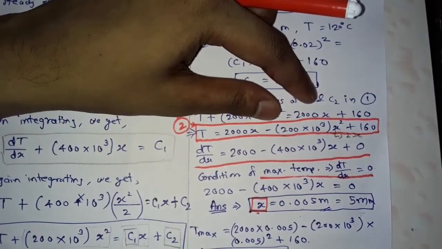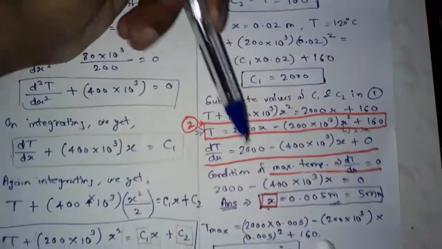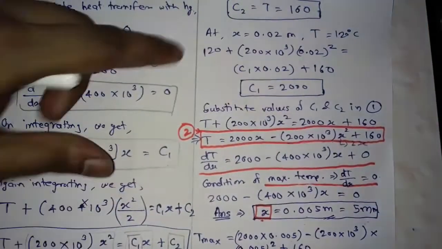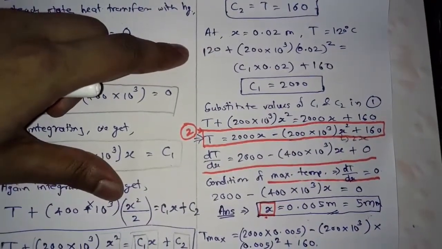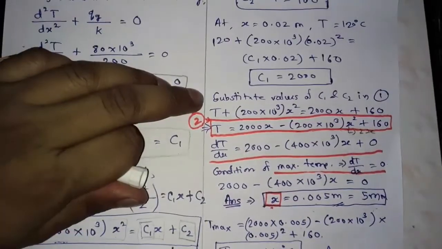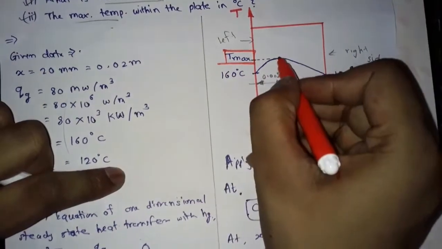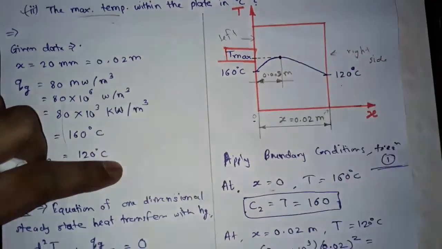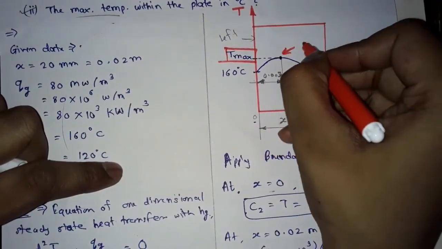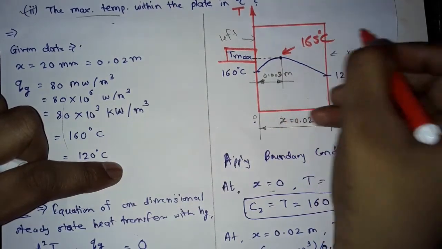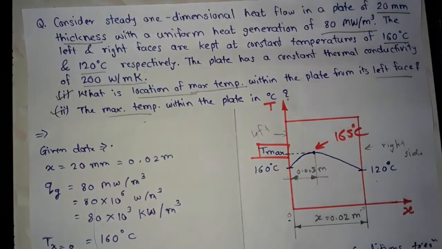So this is our maximum temperature. Here this is our answer, T max is our answer. This is the maximum temperature T max. At this point the maximum temperature is 165 degrees Celsius. So friends, in this video we have understood how to solve a steady one-dimensional heat flow problem based on maximum temperature and location within a plate.